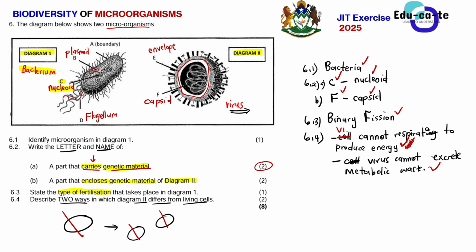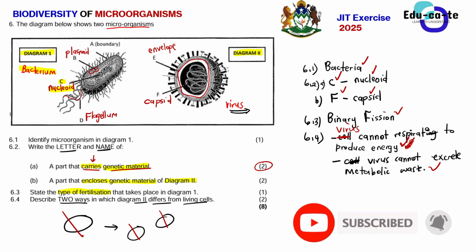They are also not able to respirate. So the virus cannot respirate to produce energy because it does not have mitochondria. And also the virus cannot excrete metabolic waste. The virus does not do any normal processes a cell must do. A normal cell must be able to go through certain processes, such as even mitosis. The virus does not go through mitosis. So a virus is not actually considered a living cell, hence is considered different. That makes it more like a non-living organism.